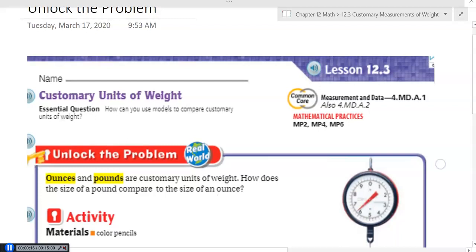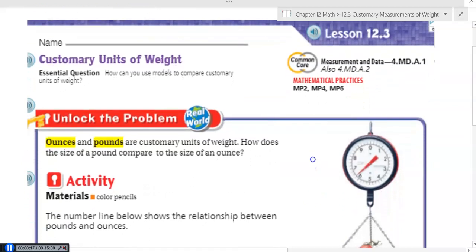Now this lesson is very similar to the lesson we had yesterday. Yesterday we were looking at customary units of length. So how do I measure how long something is? Today we're going to be looking at customary units of weight. So how do I tell how heavy something is? So let's look at unlock the problem.